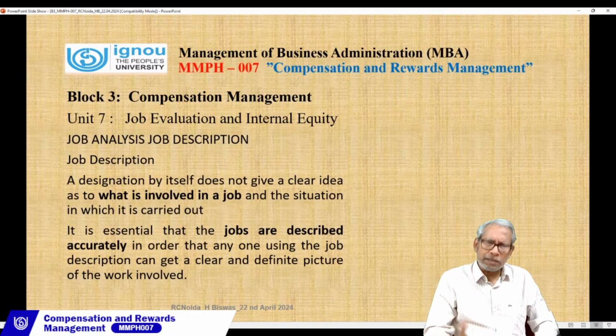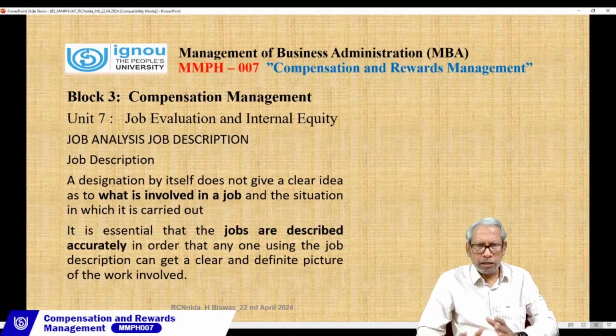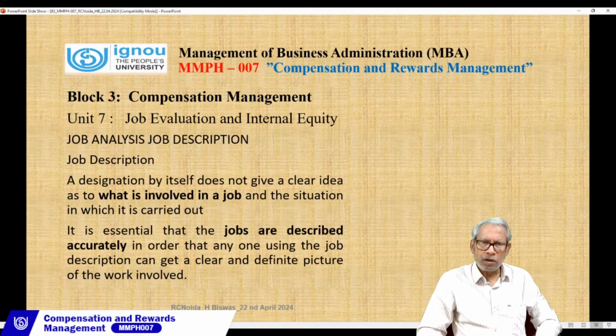So, in which it is carried out. Everything, you can see the description basically like this. It is essential that the jobs are described accurately, so that anyone using the job description can get a clear idea or definite picture of the work involved. So a picture should be clear. Okay, this is the work to be done. As a manager, this is the expectation from the company, and this is how the job has been defined. So the description should be there.